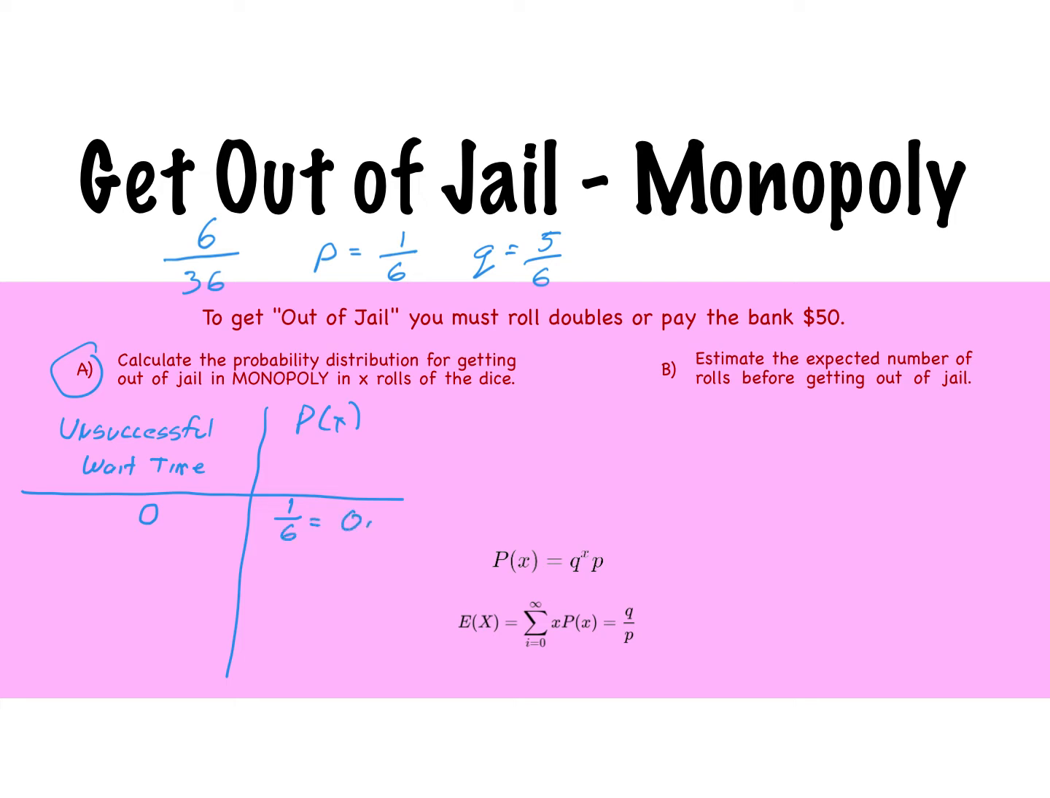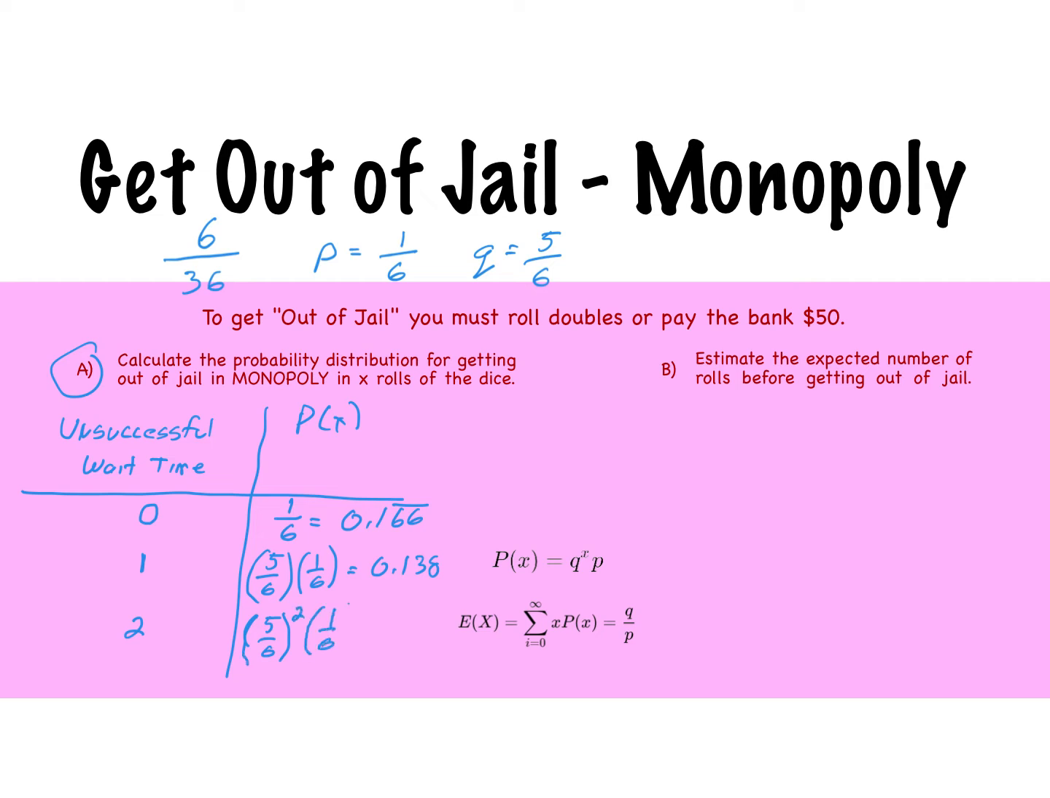And so that's 0.166 repeating. We may have to wait 1 roll. So the first time we roll, we don't get our doubles. So that probability is 5/6 times 1/6, because the second time out we are successful. And that translates into 0.138. We may have to wait 2 times, in which case our probability of failure now needs to be squared.